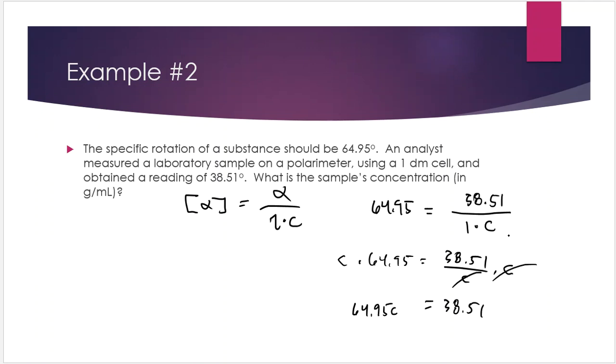So in order to solve for C, we have to get rid of everything around it. Part of what's around it is 64.95 times. So we do the opposite: we divide by 64.95 on each side. In other words, we just flip-flop the C and that value around. So that goes away, and C equals 38.51 divided by 64.95.